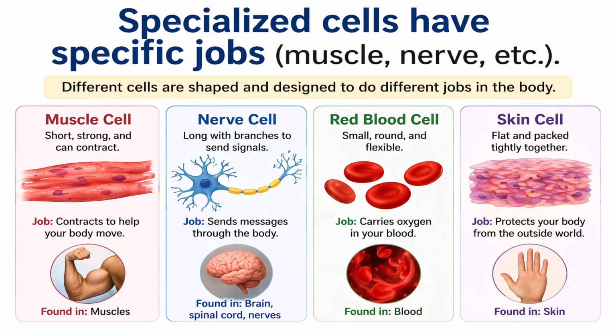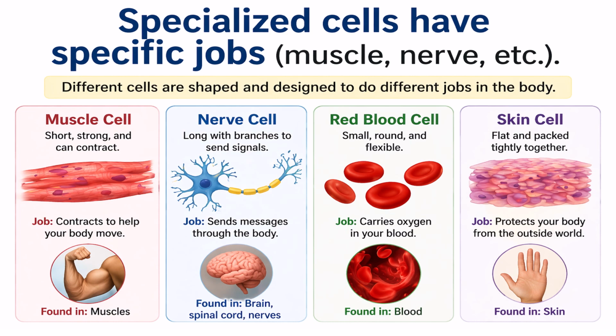It's found in muscles. Nerve cells are long with branches to send signals. The job of a nerve cell is to send signals and messages through the body. It is found in the brain, in your spinal cord, and in your nerves. Red blood cells are small, round, and flexible. The job of red blood cells is to carry oxygen in your blood. They are found in your blood.